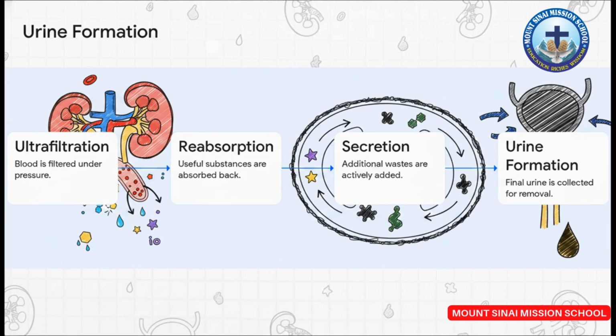Step 1, ultrafiltration. This is where blood is pushed through a filter under really high pressure. Step 2, selective reabsorption. Your body is smart, right? So it pulls back useful things like glucose and water into the blood. Step 3, tubular secretion. Any stubborn remaining wastes are actively secreted straight into the tube. And step 4, final urine formation, which then travels down the ureters to be safely collected in the bladder.